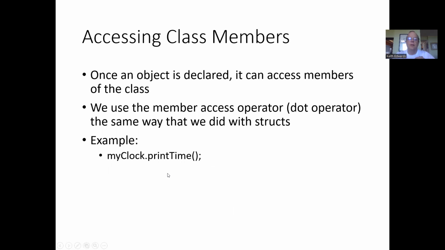So once we declare or instantiate an object, then we can access the members of the class. And we do this through the dot operator, the exact same way we did with struct. So for example, we could do myClock.printTime. And since that's a function, we need to include any parameters, but this one doesn't require any parameters, so we just leave the open parentheses.